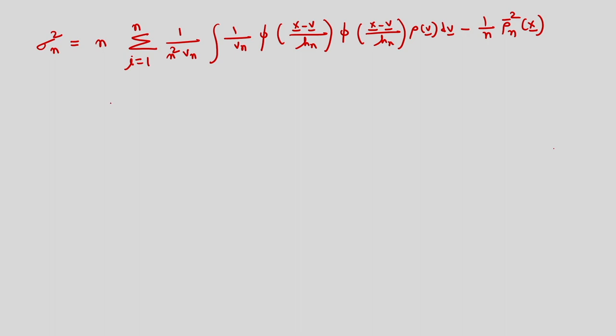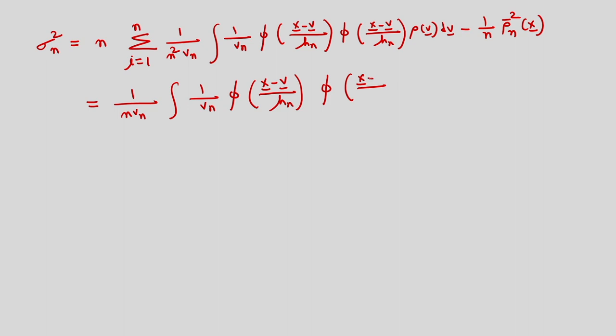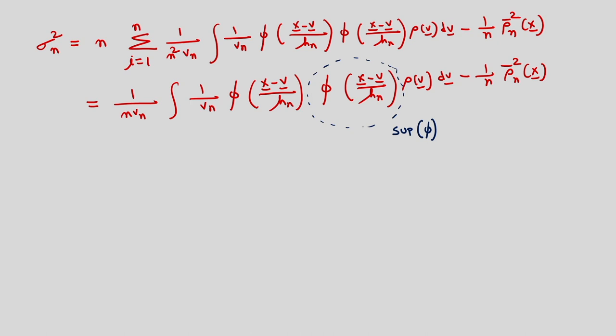The next step is 1/(n Vn), which I am taking out, times the integration of 1/Vn phi((x - v)/hn) phi((x - v)/hn) p(v) dv, minus 1/n pn squared of x, that is the mean pn squared of x. In this case, if I consider this term, I can consider it as the supremum of phi. So that means we are dropping the second term.